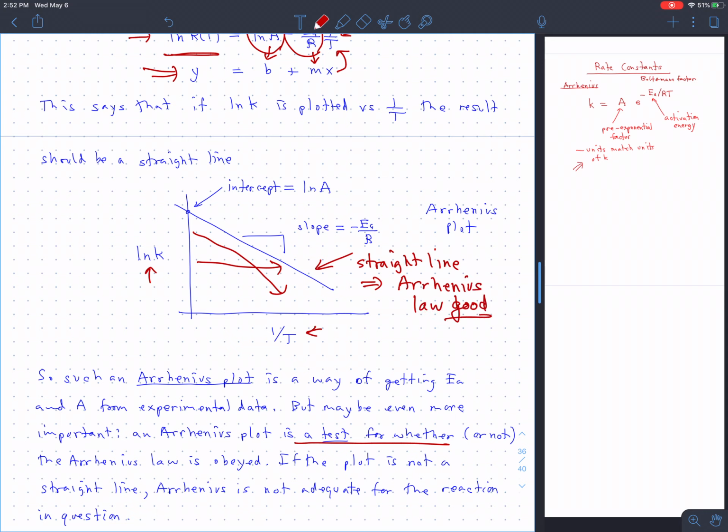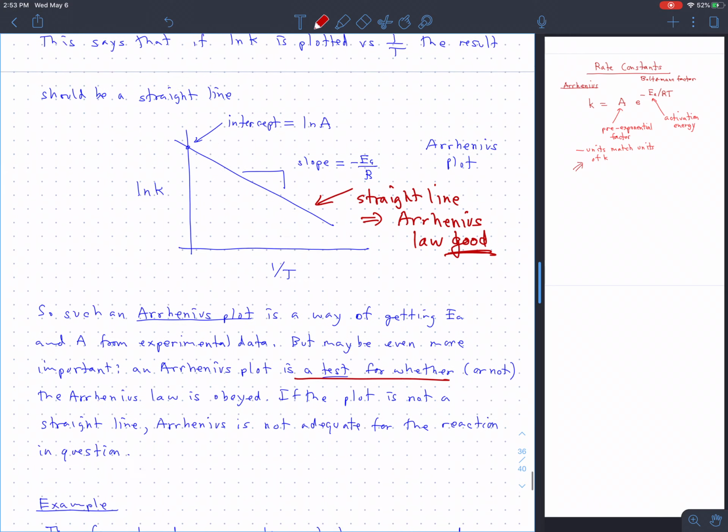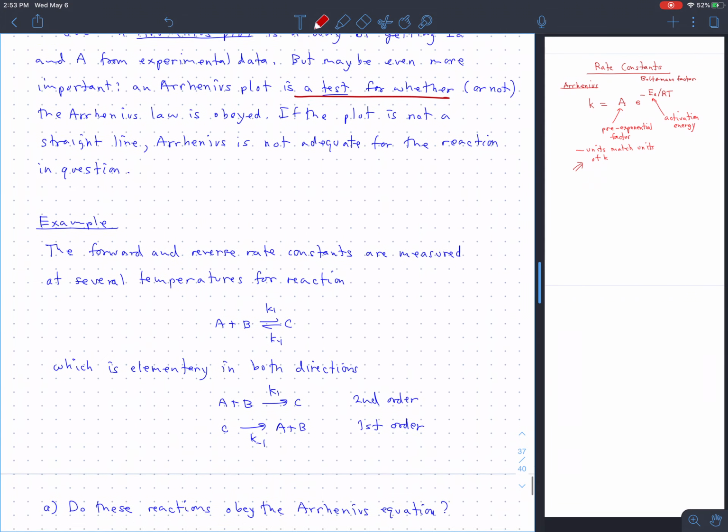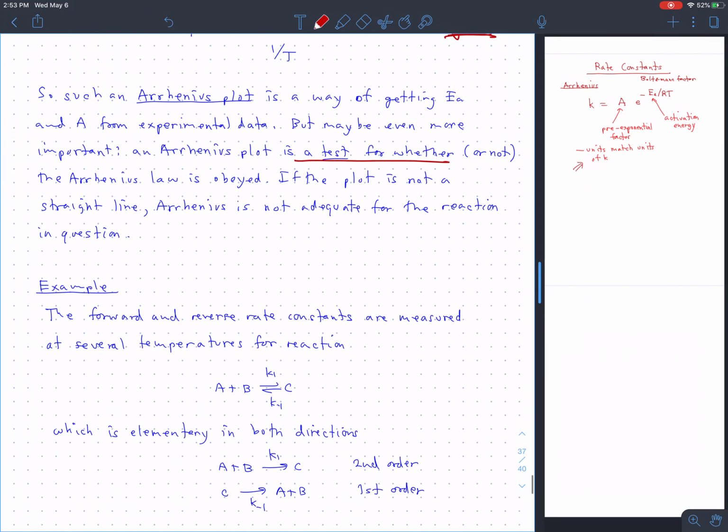And that's very important because the Arrhenius law is an approximation. There are reactions that don't obey it very well, and all the more rigorous theories go to show that the Arrhenius law really shouldn't be obeyed. It's only approximately obeyed. And so proving that the Arrhenius law is actually good is an important step in any analysis of this kind. Okay, that is the Arrhenius law in a nutshell.